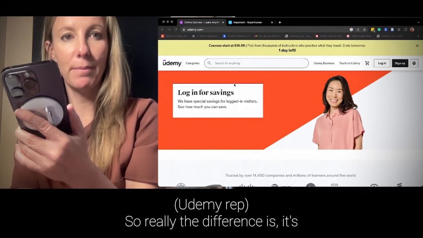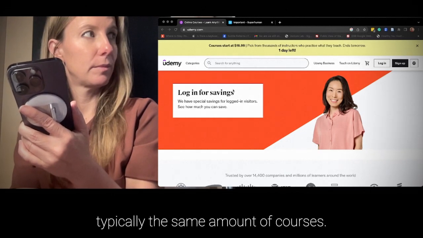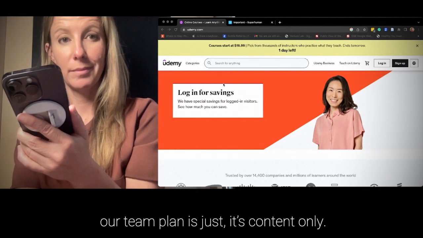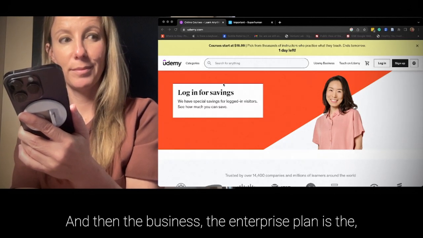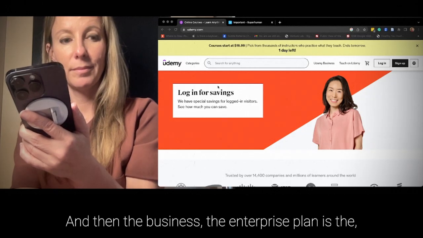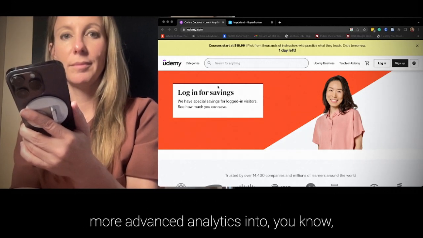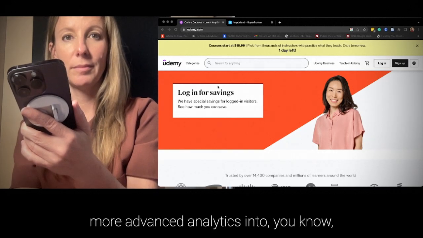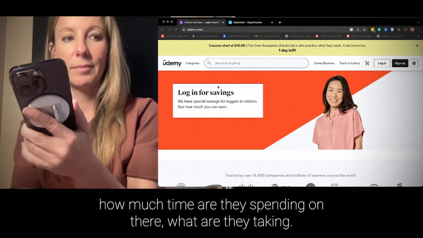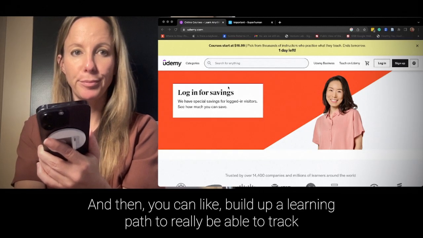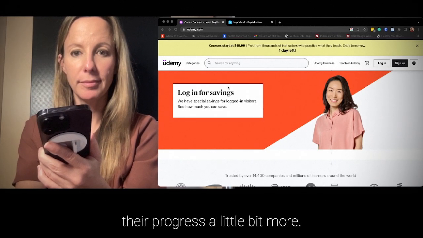Yeah, and the difference between them is the number of courses and the amount of people I could have on them. So really the difference is, it's typically the same amount of courses. Really the difference is that our team plan is content only. And then the enterprise plan is where you can create learning paths, and then you have more advanced analytics into how much time they are spending on there, what they are taking. And then you can, like I said, build up a learning path to really be able to track their progress a little bit more.